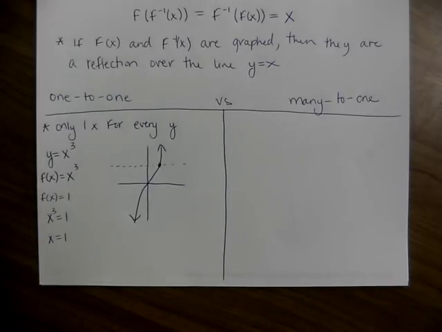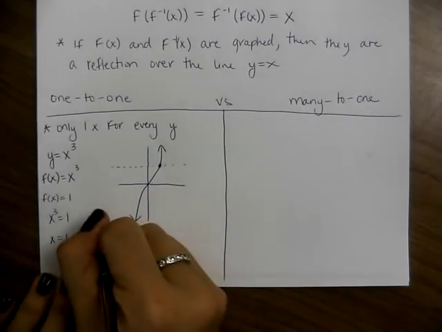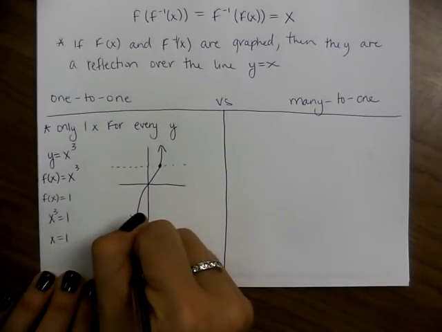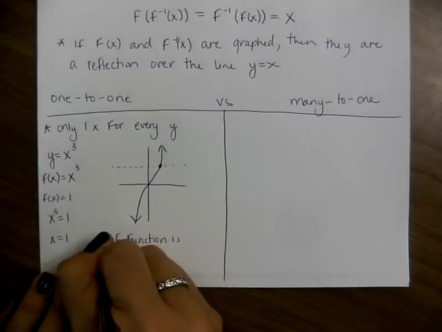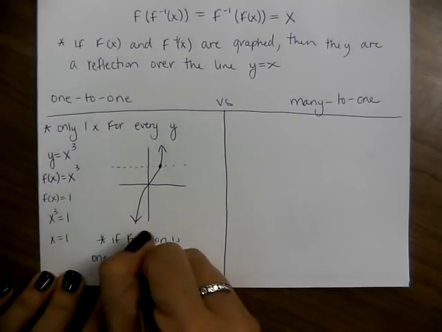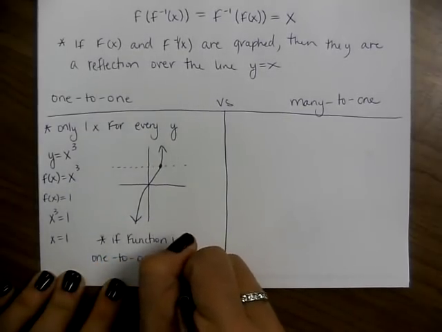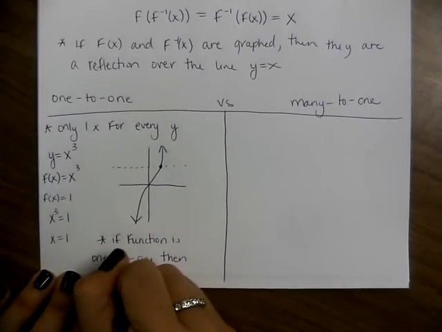Now, why do we want to know if something's one-to-one? Well, if something's one-to-one, then it'll have an inverse. That's the key there. So if a function is one-to-one, then it has an inverse.